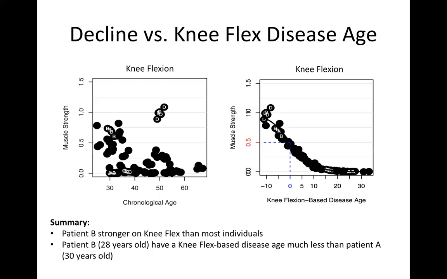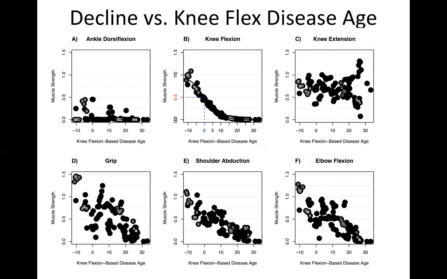So we use this knee flexion-based disease age and then plot the muscle strength for all of the other muscles that were not included in this model. We can see a clearer picture of decline as a function of where you are on knee flexion. So very sharp decline on grip, shoulder abduction, and elbow flexion. And we see that knee extension remains kind of stable throughout.